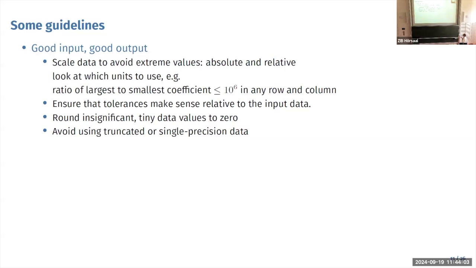Yes, and then if you have managed to scale the data, then you should double check whether the definition of numerical feasibility with respect to tolerance actually makes sense relative to the input data too. So you should think, like, this inequality, if it's violated by 10 to the minus 6, is that okay for my application, for instance? All right.